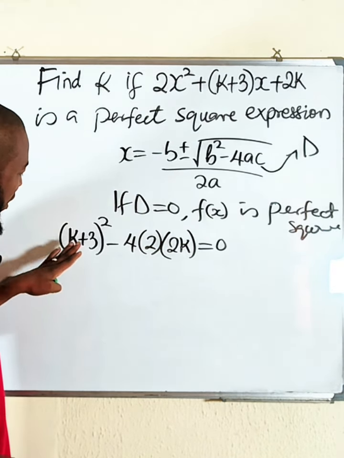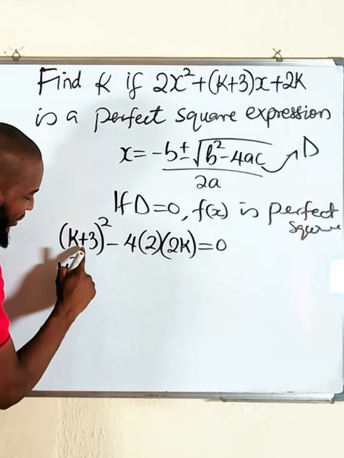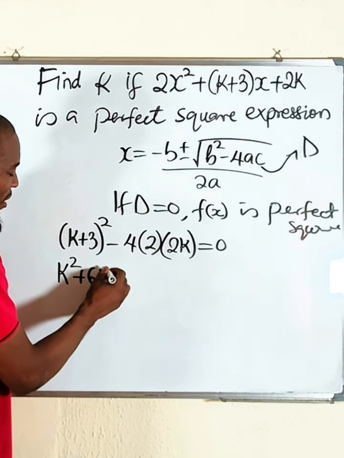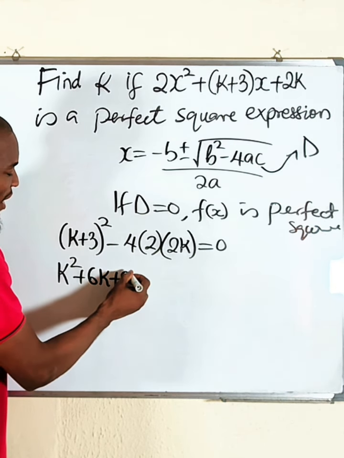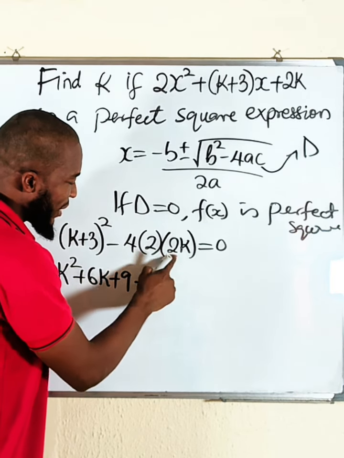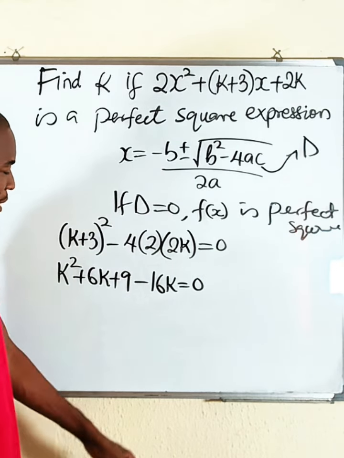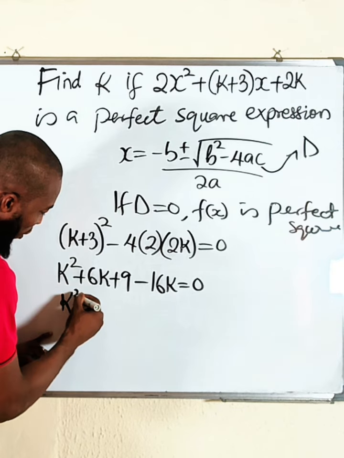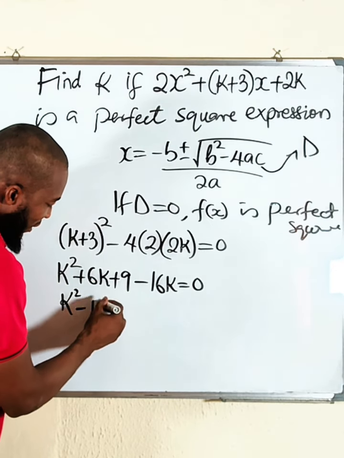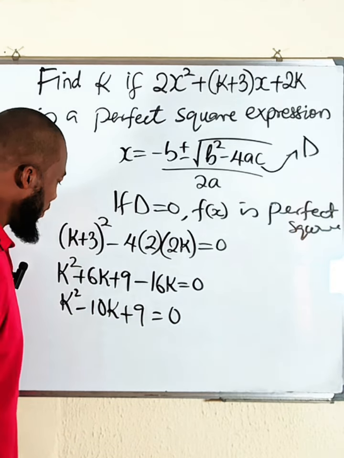Let's expand. If you expand this, the first term squared will be k squared, plus, because of this plus sign, 2 times k is 2k, times 3 is 6k, plus 3 squared is 9. We are done with the expansion. Then minus 4 times 2 is 8, times 2 is 16k. Everything equal to 0. We have k squared, 6k minus 16k is negative 10k, then plus 9. This is equal to 0.